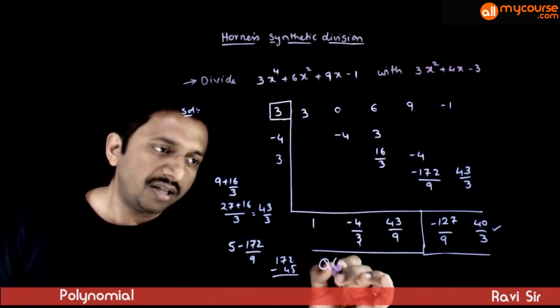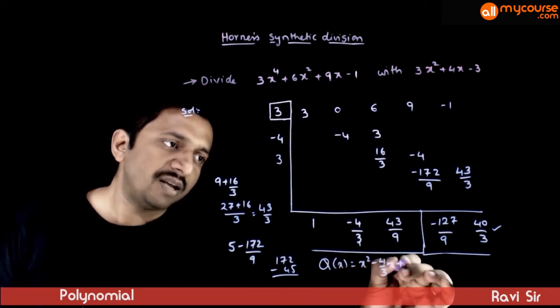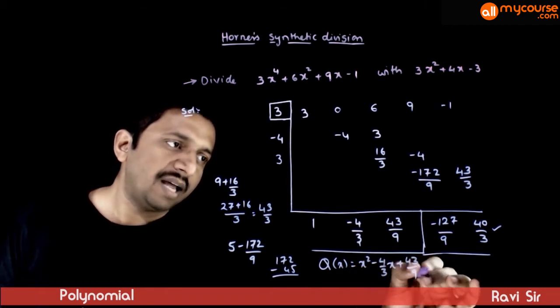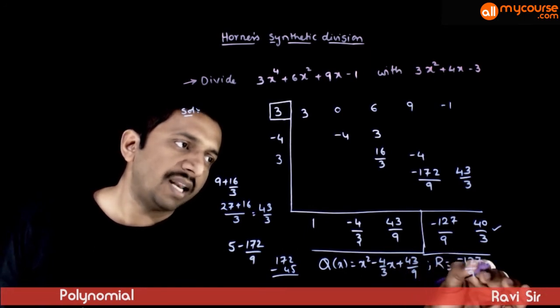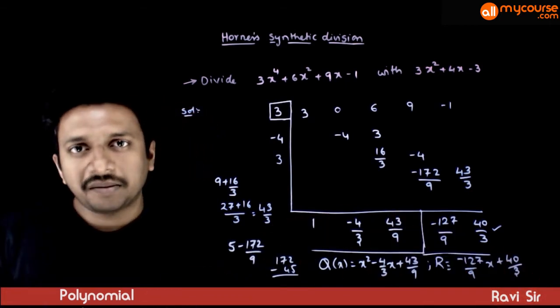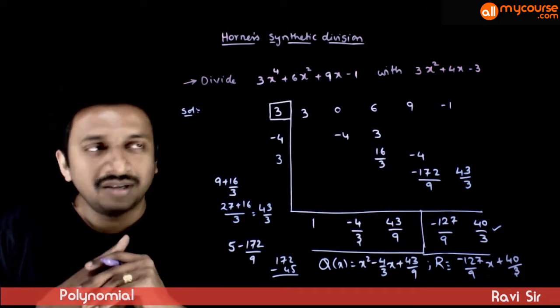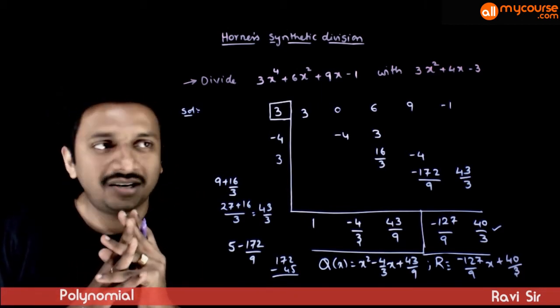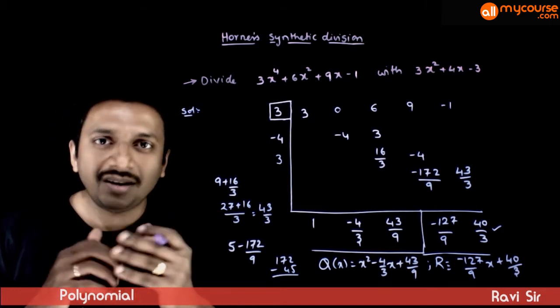So the quotient is equal to x square minus 4 by 3 x plus 43 by 9. And the remainder is minus 127 by 9 x plus 40 by 3. So I hope the process is getting clearer to you. Now you can use this Horner synthetic division as a shortcut to do your division process in different questions.